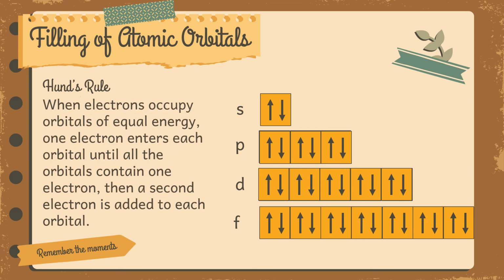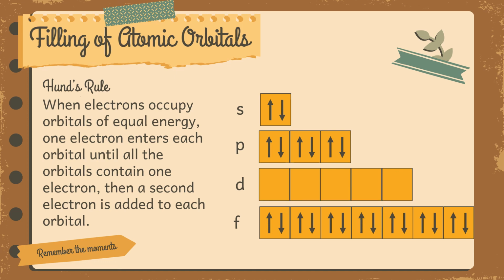And last, for Hund's rule, when electrons occupy orbitals of equal energy, 1 electron enters each orbital until all the orbitals contain 1 electron. Then the second electron is added to each orbital. So Hund's rule says that each orbital or each box should first have 1 electron. Let's say for example the P sublevel: 1 electron on the first box, another on the second box, and another on the third box. Then this is the time we add the second electron to attain the carrying capacity of each orbital: another one for the first box, another on the second box, and next on the third box.